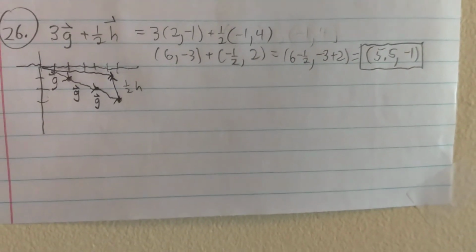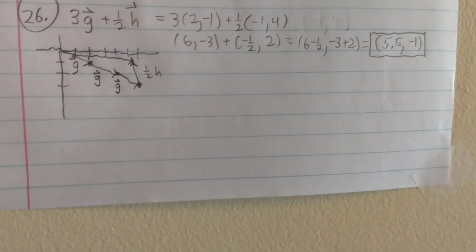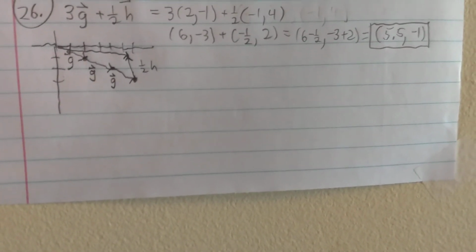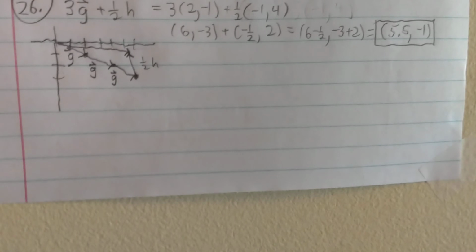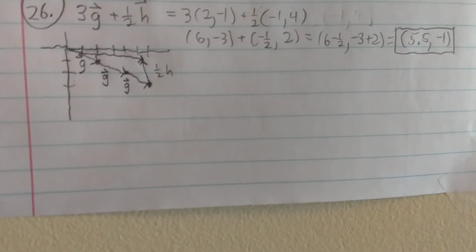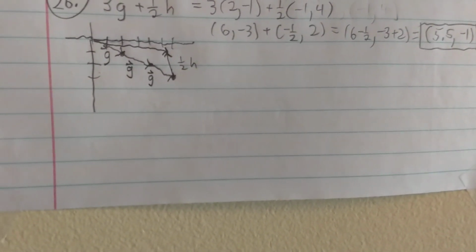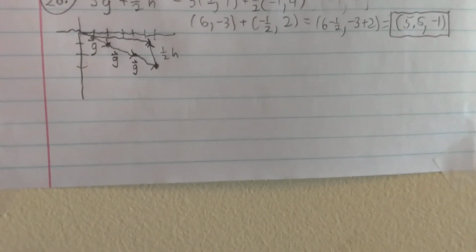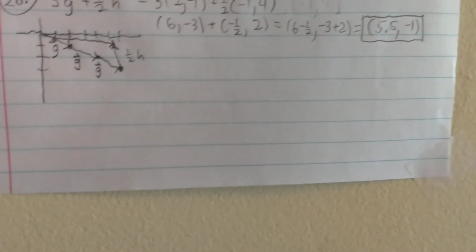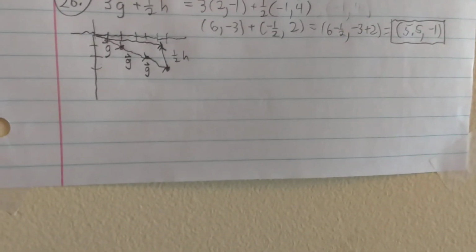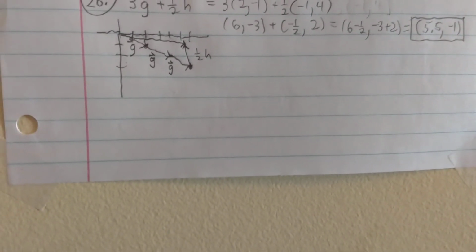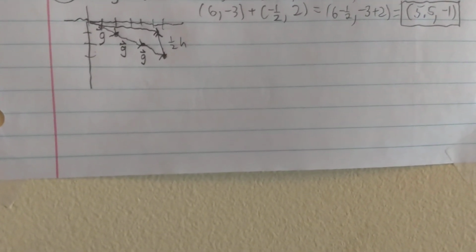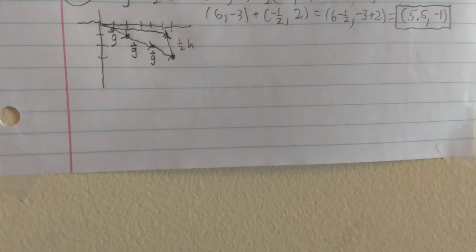Now if we go up 1/2 of negative 1, 4, that means we're going plus negative 1/2, comma 2. So now we combine the x directions, and we have 6 minus 1/2, which I tried my best to show is 5.5, but it's going up negative 3 plus 2, so the resultant is at negative 1. So the end of the 3g plus 1/2 h should be at 5.5, negative 1, and that's what the drawing shows.